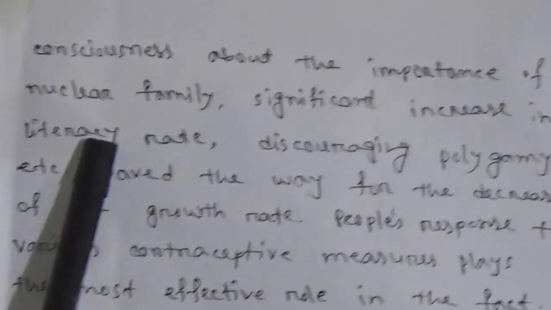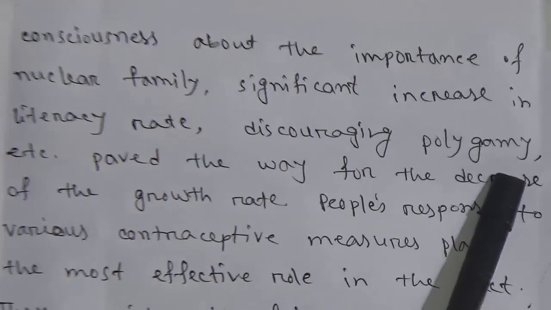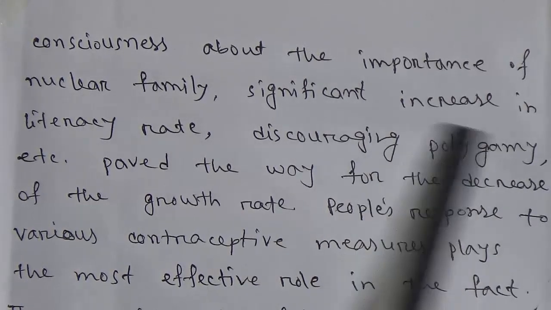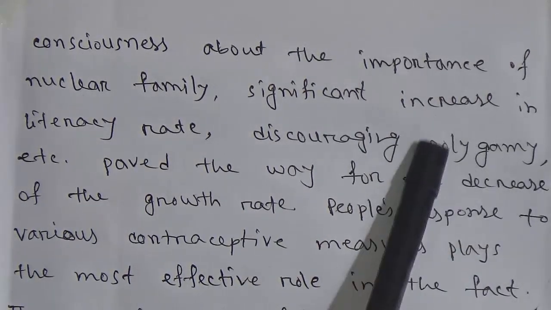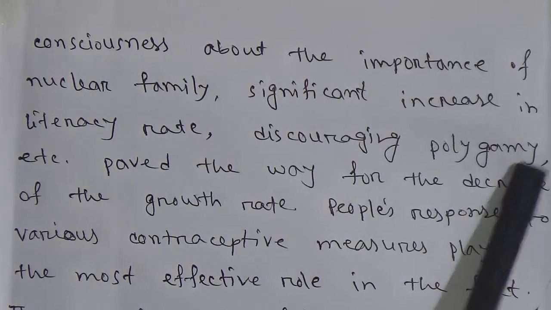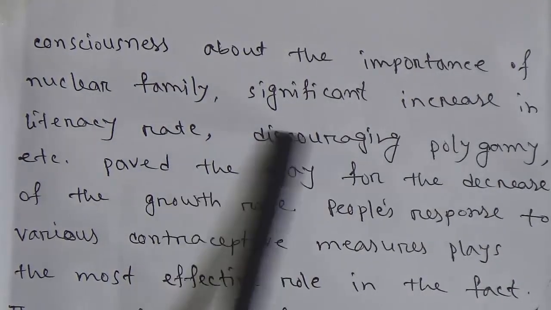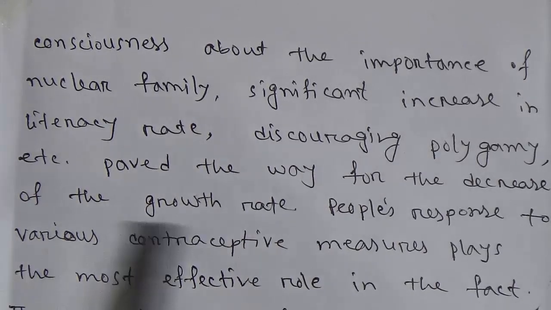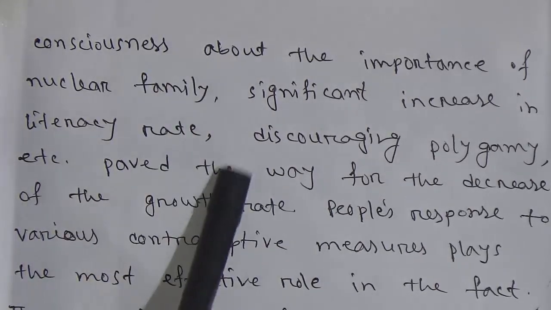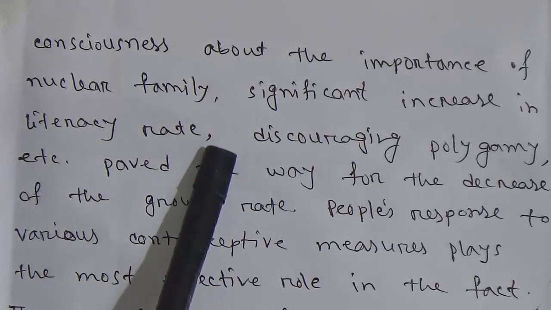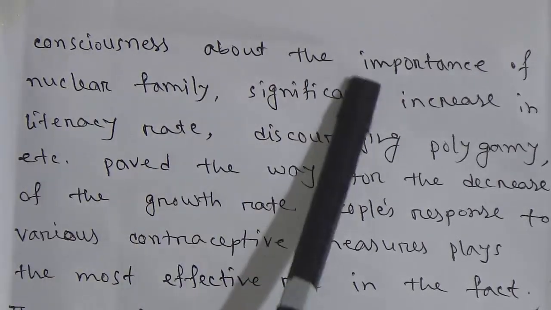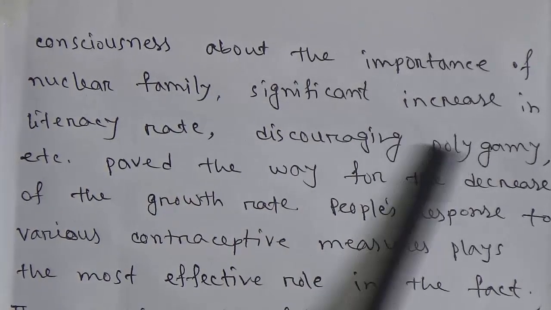Factors such as the prevention of child marriage, discouraging early marriage, people's consciousness about the importance of nuclear family, significant increase in literacy rate, discouraging polygamy. Polygamy means more than one marriage, that means a male person getting married twice or thrice. That has decreased and paved the way for the decrease of the growth rate. All of these reasons led to the decrease.